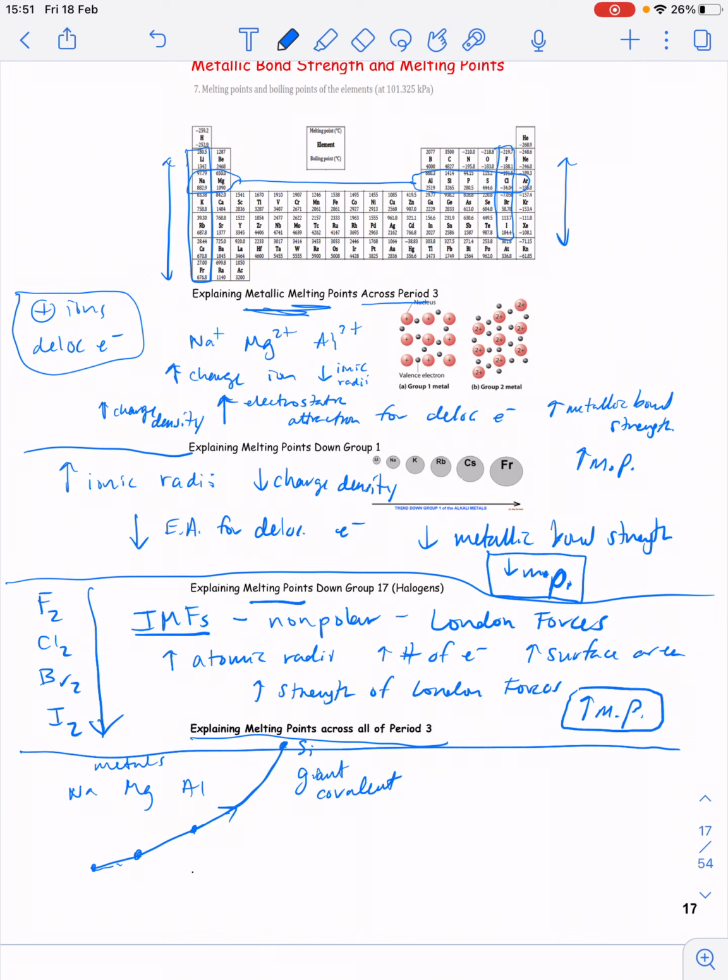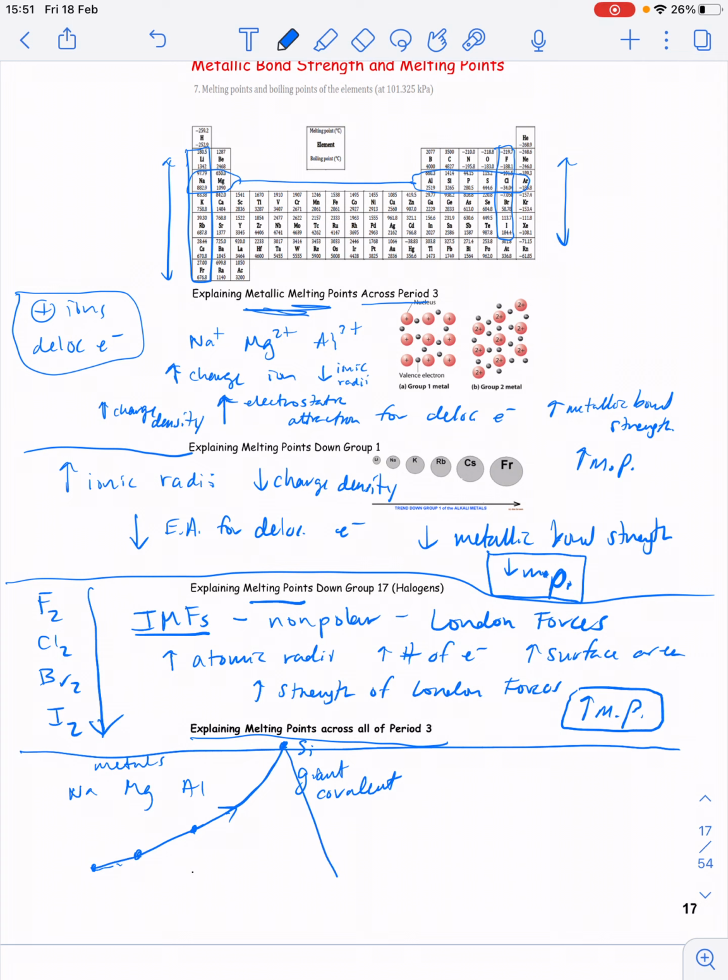And then you go to nonmetals. You go to phosphorus, sulfur, chlorine, and argon. All of those are nonmetals. So phosphorus, sulfur, and chlorine are all molecules. So they're going to have weak IMFs. And then argon is just a single atom. And so it also can have very weak London forces since it's very small.